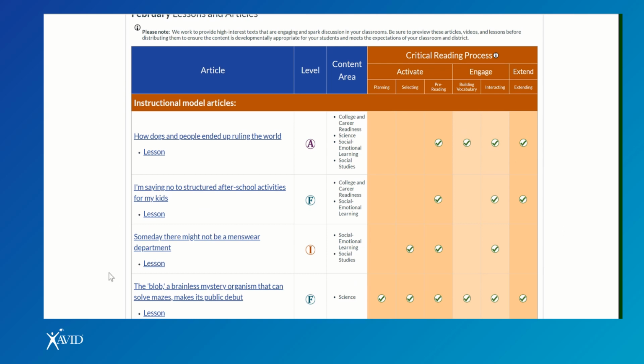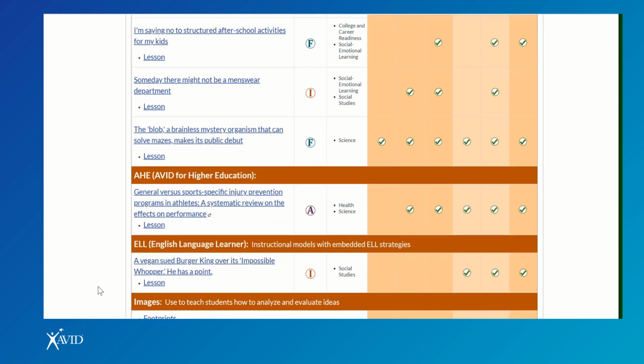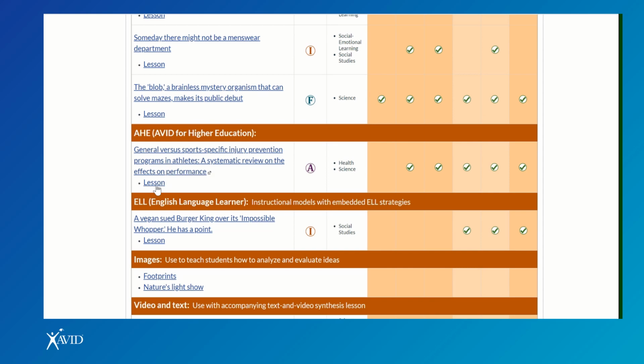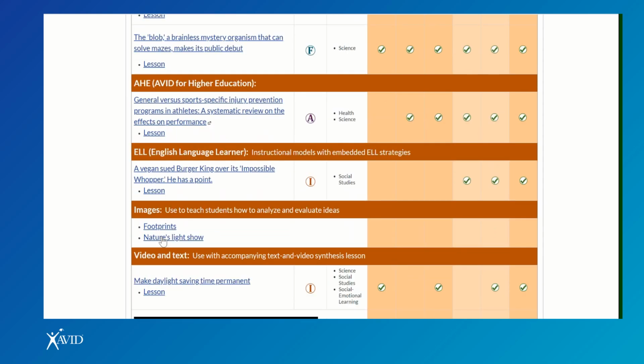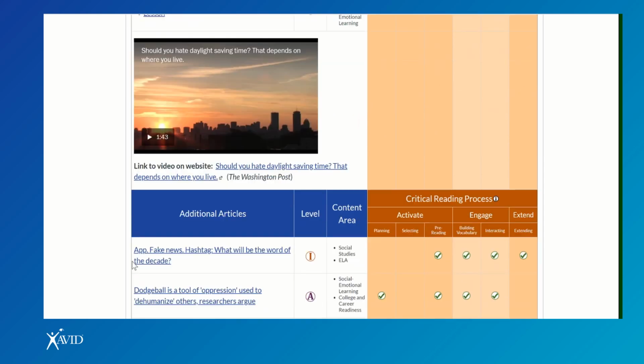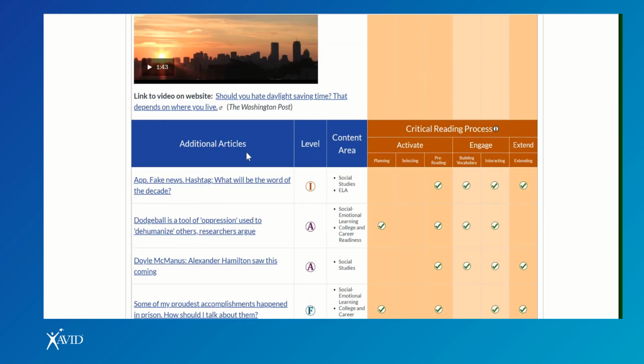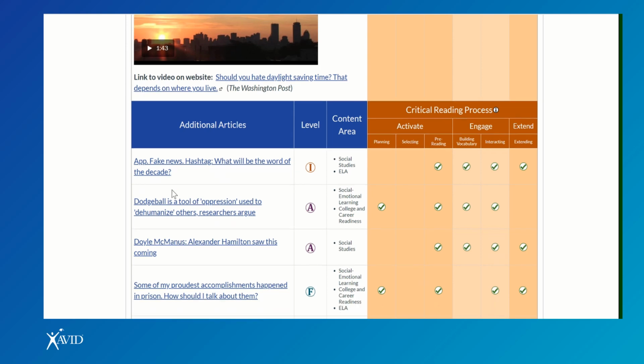On the top here, you have a number of articles with a lesson attached. That lesson is specific to the article that it's matched with. And if you keep going, you'll see lots and lots of other articles. Some have lessons attached here. There's images and videos. And then here are just additional articles without a lesson attached, but obviously the strategies that are covered in the earlier lessons can apply to these as well.